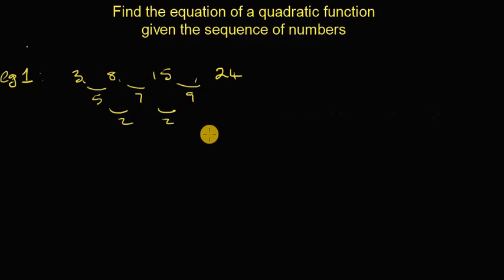This video is going to help you find the equation of a quadratic function if you're given a sequence of numbers. For example, you have a sequence 3, 8, 15, 24. You don't know whether it's linear, quadratic or whatever, but you decide to test and you work out the first difference and you find it's 5, 7 and 9.